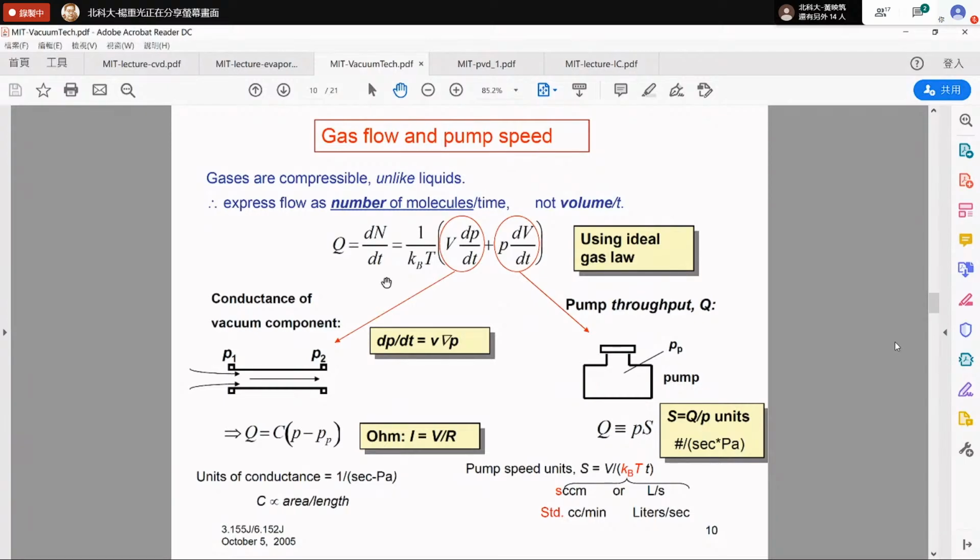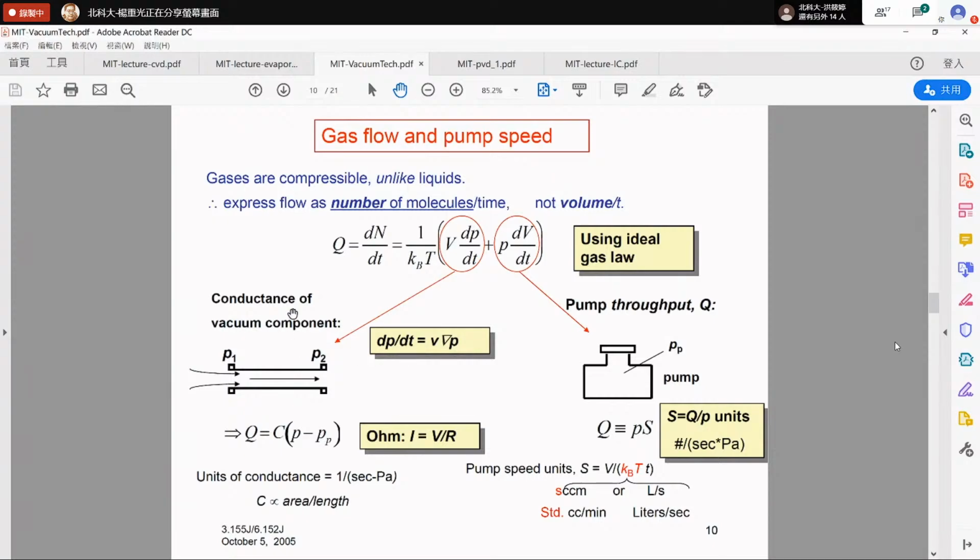The pumping speed, we can say, is the conductance of the vacuum component, from point 1 to point 2. This pressure difference in time is equal to the velocity times the pressure gradient, which is the difference of the pressure times velocity, giving the change of the pressure versus time. It's a kinetic.